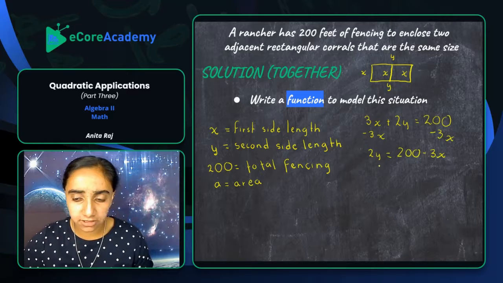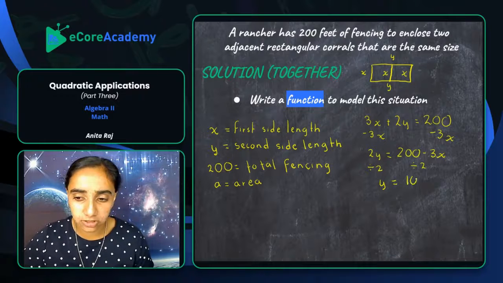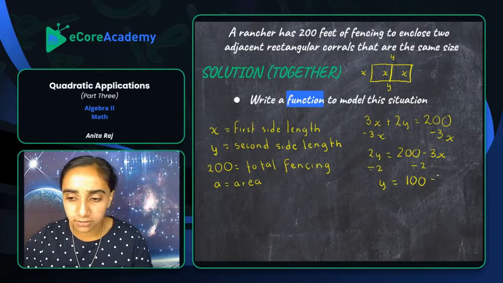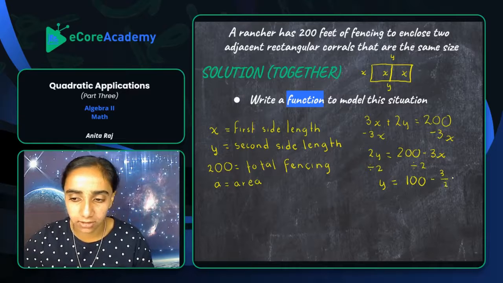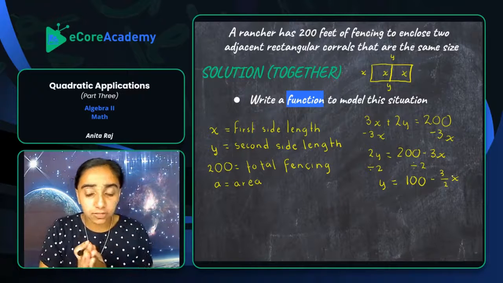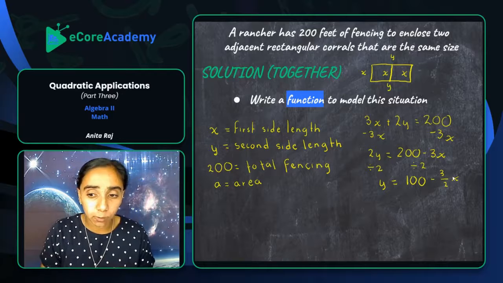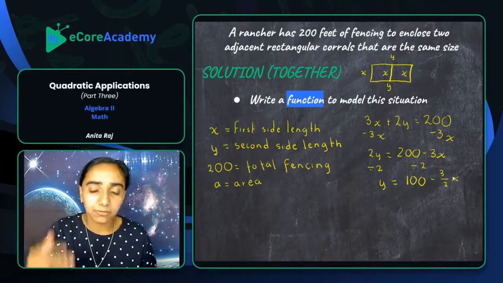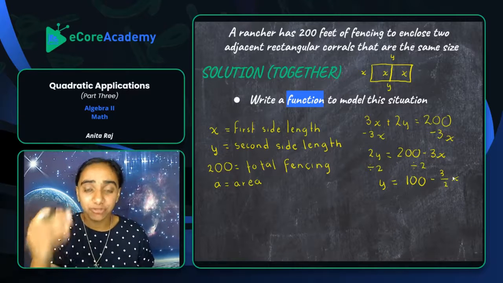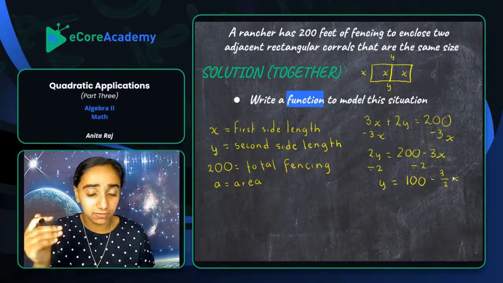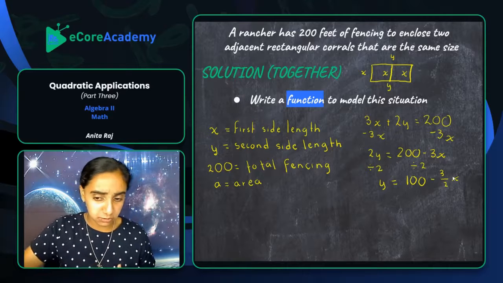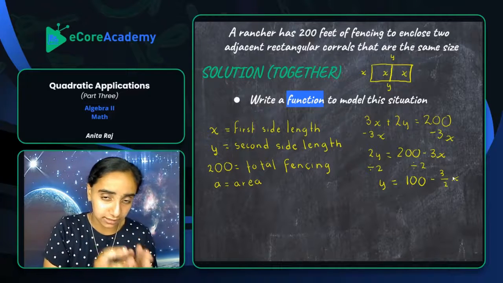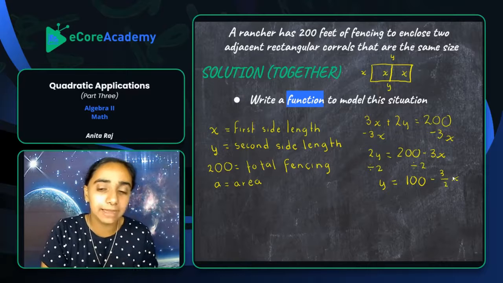Now to get y by itself, let's divide both sides by 2, and we get y equals 200 divided by 2 is 100, negative 3 divided by 2 is negative 3 over 2, and that goes with x. So we know that the length of side y is equal to 100 minus 3 halves of the value of x. So it's pretty much just the equation we just wrote. We wrote the side length y in terms of x.